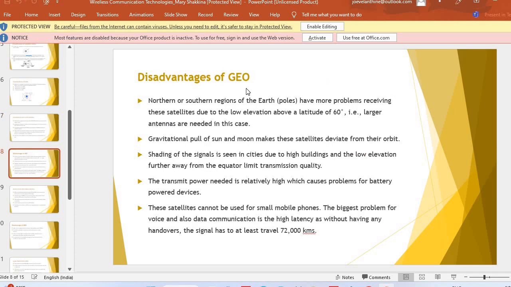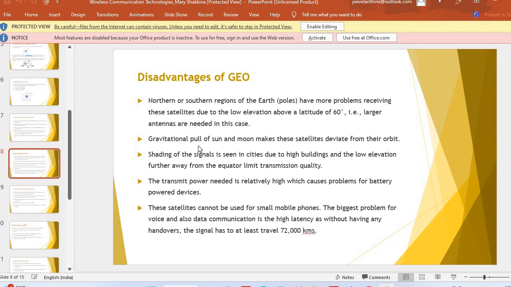Next is disadvantages of geostationary orbit. That is, northern or southern regions of the Earth have more problems receiving these satellites due to the low elevation above a latitude of 60 degrees. So larger antennas are needed in this case. These are the disadvantages of geostationary orbit.